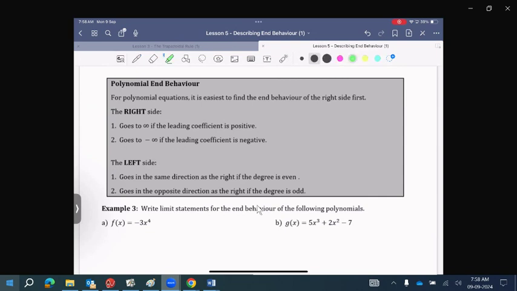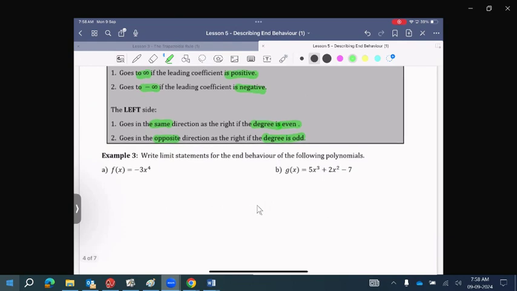So, in summary, it's going to infinity if the lead coefficient is positive. It's going to negative infinity if the lead coefficient is negative. If the degree is even, it's going in the same direction. If the degree is odd, it's going in the opposite direction.